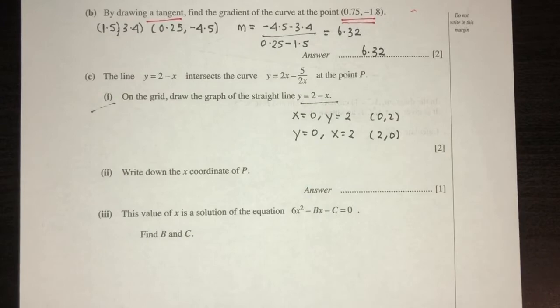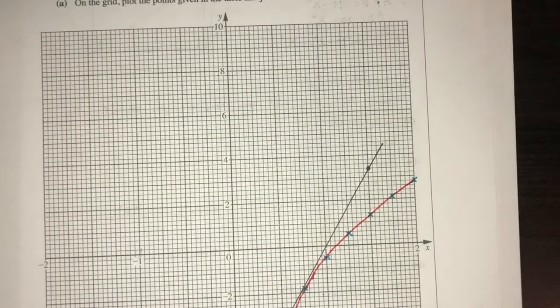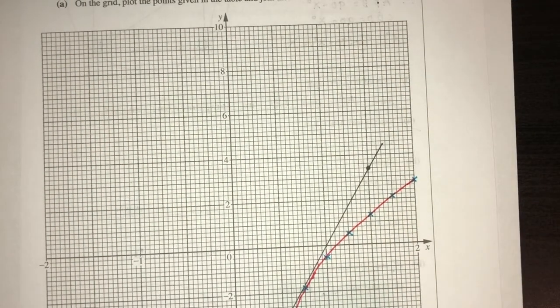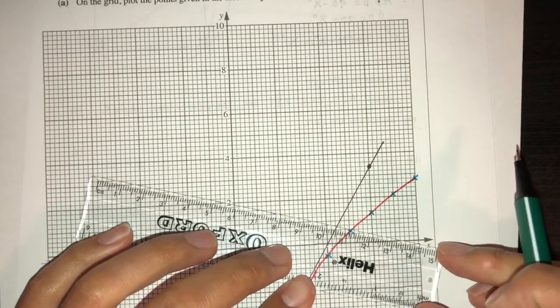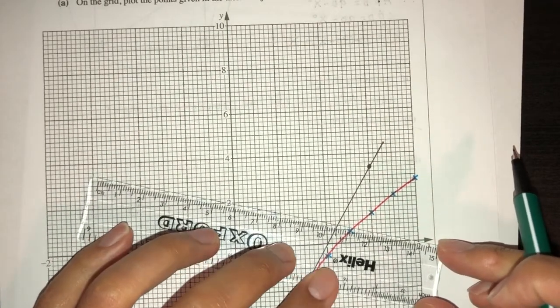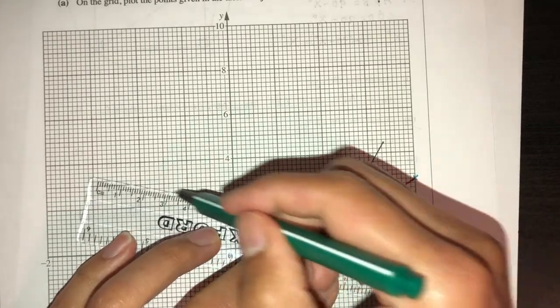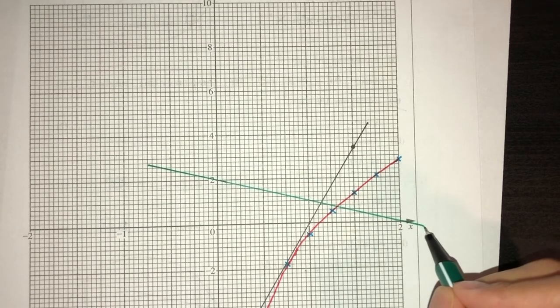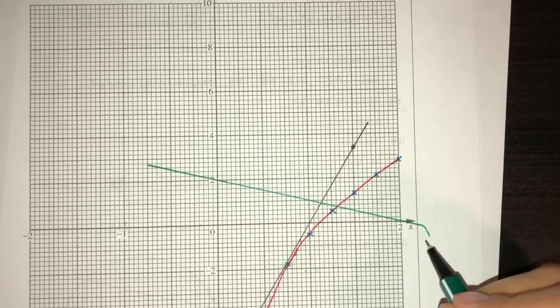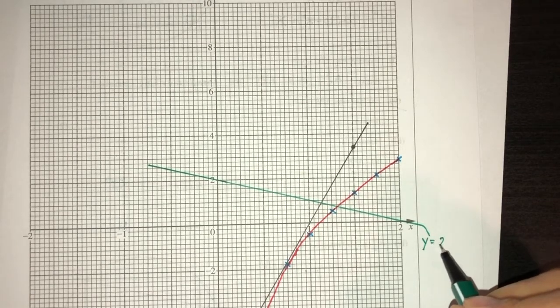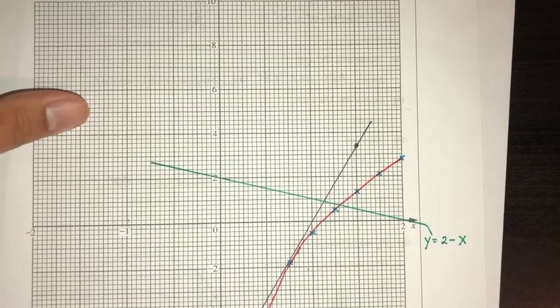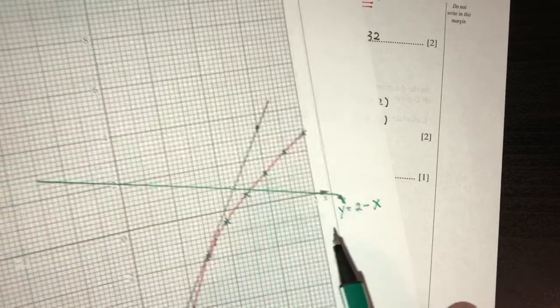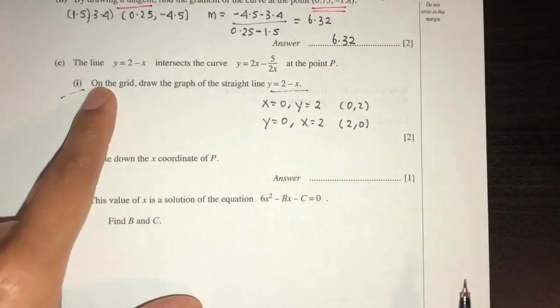So let's draw this line on the curve. I'll use a different color here so we can see exactly where it goes. So it goes through these 2 points, which are 2, 0 and 0, 2. Always don't forget to label. This is a straight line, so label this as your line. This is y equal to 2 minus x. Okay, so this is a little mistake here. It has to be a straight line. Okay, now this part is done.